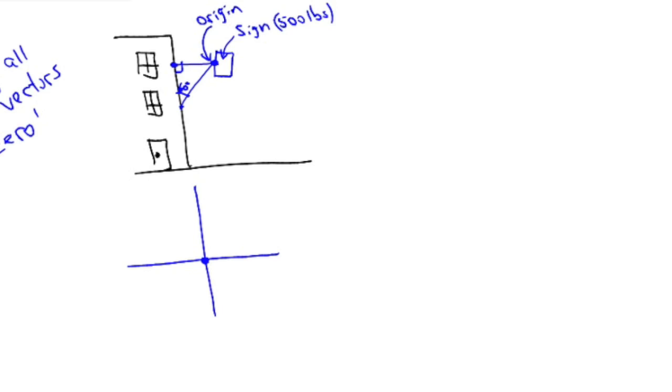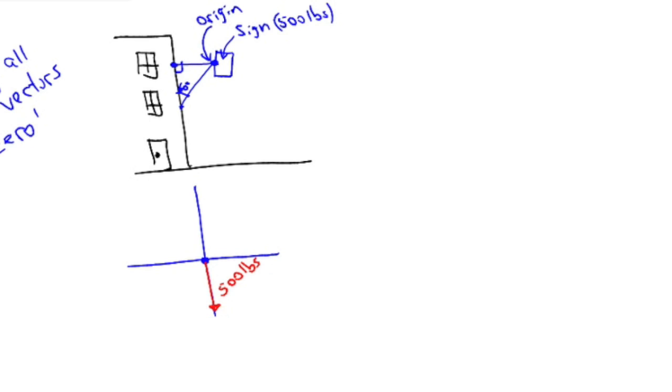Let the sign weigh 500 pounds. So just like you standing on the floor, it has a vector going straight down with a value of 500 pounds. So you start here and you go straight down with that vector. And this would be 500 pounds. Magnitude now, not anything else.